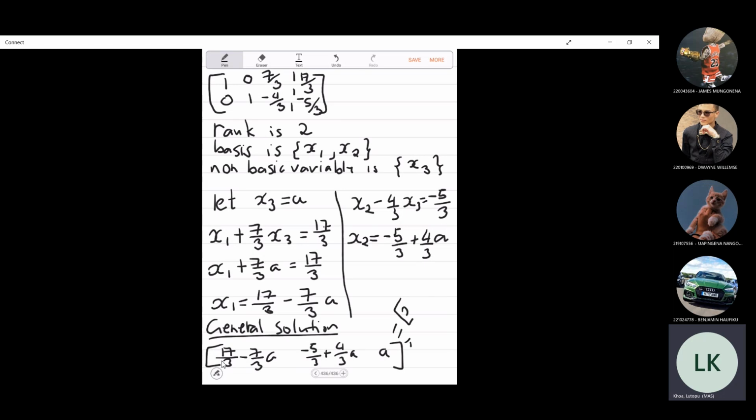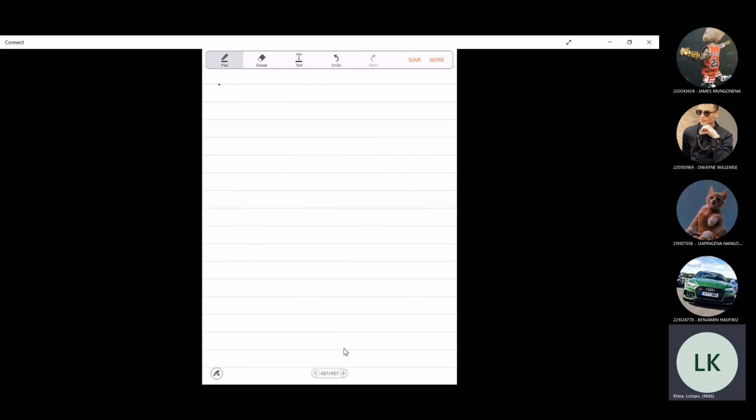This is equal to x1, x2, x3, again another row matrix. So here I can see x1 is equal to this one, x2 is equal to that one, x3 is equal to that one. There's a transpose there. So this is the general solution. And then our basic solution, we let x3 equal to 0. Then we will have x1, x2, x3.